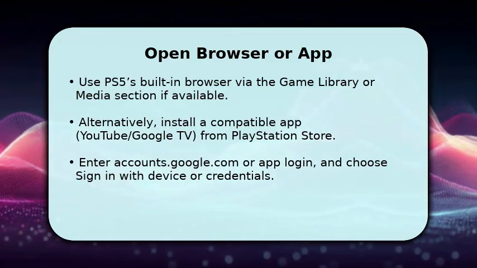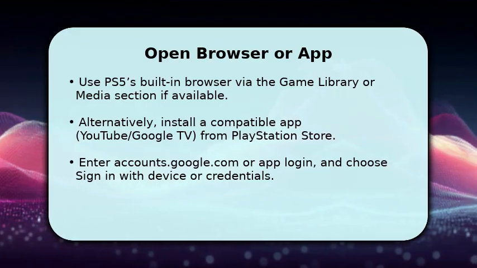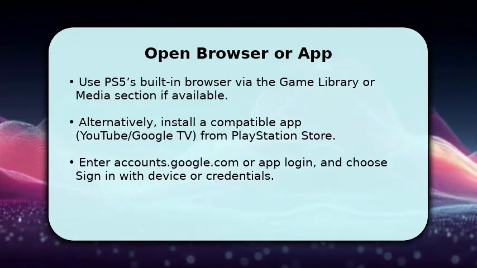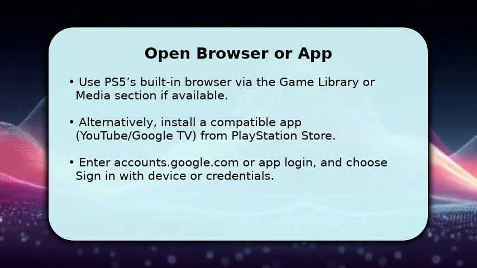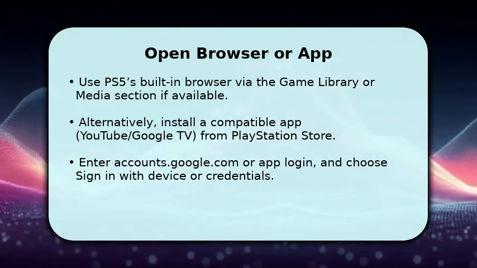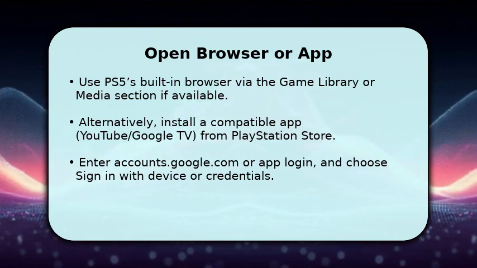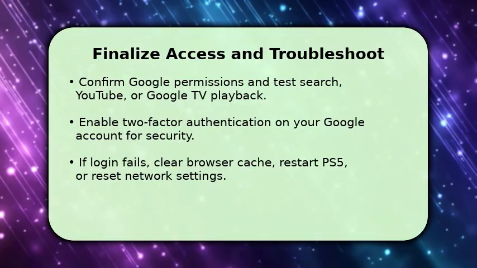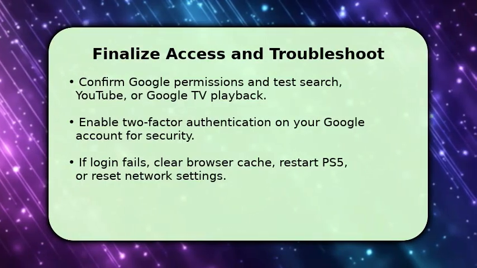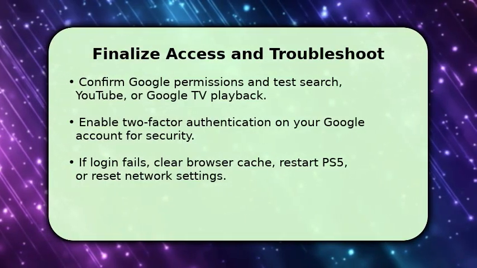Use the controller or paired keyboard to enter credentials, or use the device sign-in flow where you visit a URL on your phone and enter a code. This step focuses on secure sign-in and linking the console to your Google account smoothly. Finish by granting necessary permissions and testing a quick Google search or YouTube playback to verify everything works.